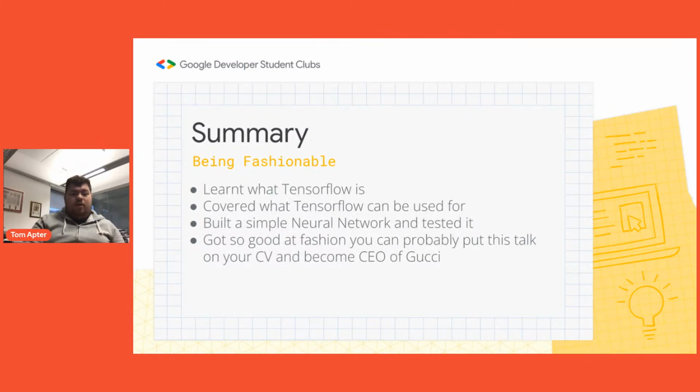So in summary, we've been very fashionable. We've learned what TensorFlow is. We've covered what TensorFlow can be used for. We've built a simple neural network. We've evaluated it and tested it and shown its results. And we've gotten so good at fashion that all of you out there watching this can probably put this talk on your CV and become CEO of Gucci, I would say, in my opinion. Gucci might disagree, but hey, I would say.